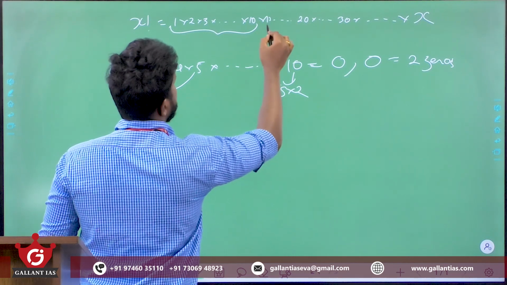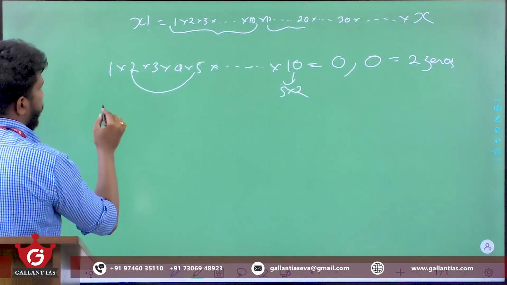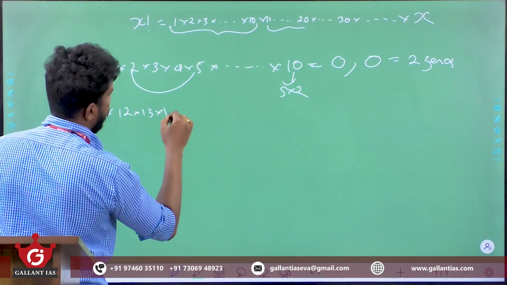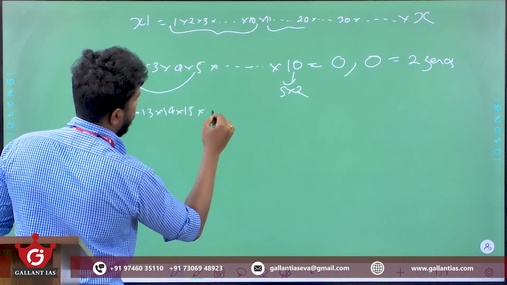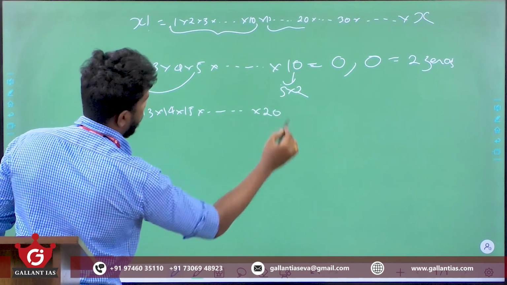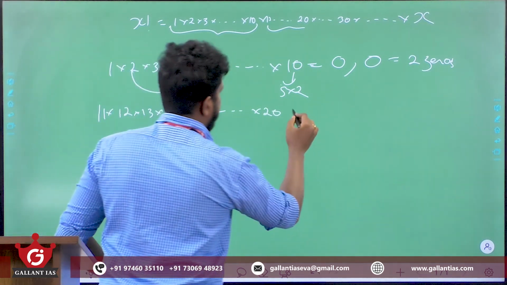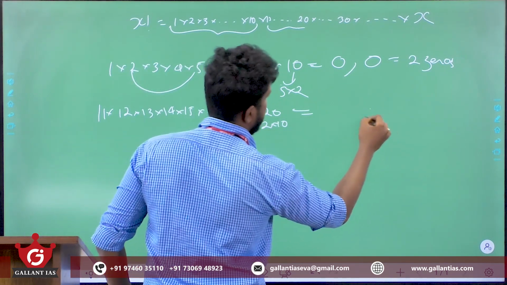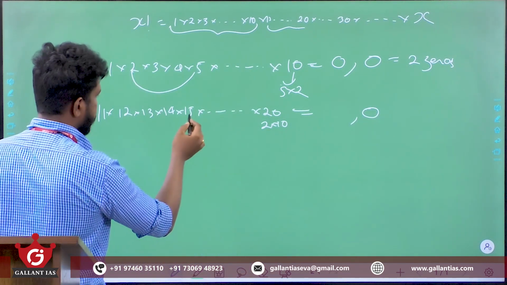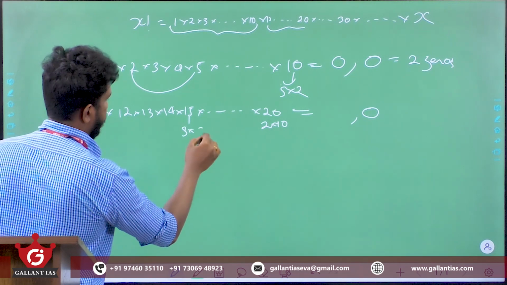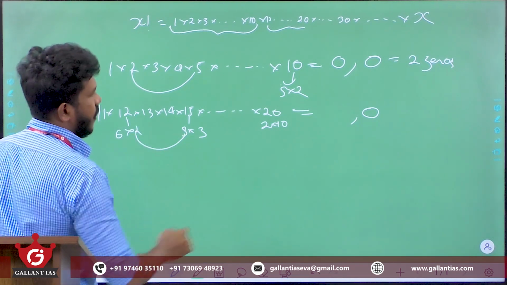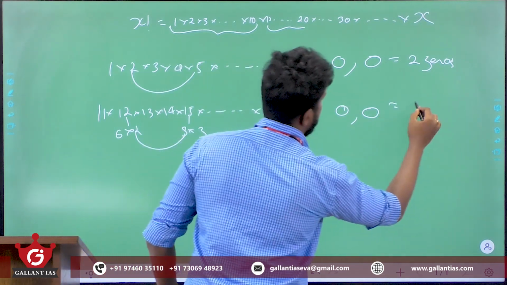Now from 11 to 20. So 11 into 12 into 13 into 14 into 15 into etc. into 20. How many zeros are there? So 20 is what? 2 into 10. So again you are getting 1 zero. Then 15 you can write 5 into 3. Right? 12 you can write 6 into 2. Again you are getting a pair of 2 and 5. So again you are getting 2 zeros.